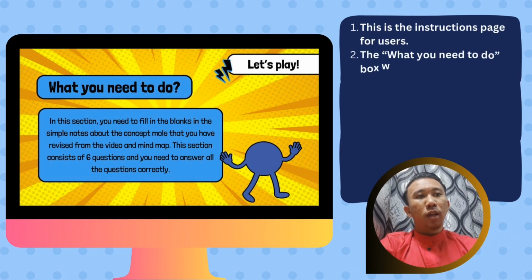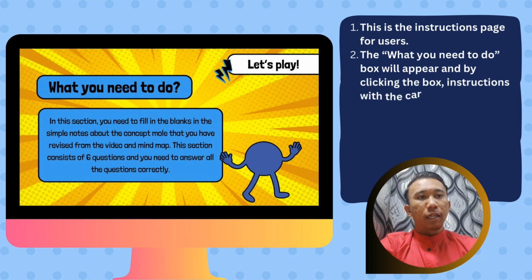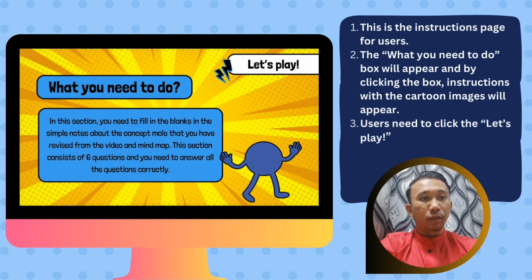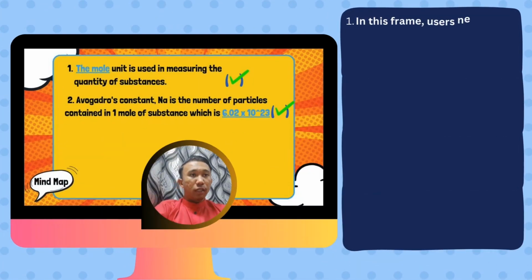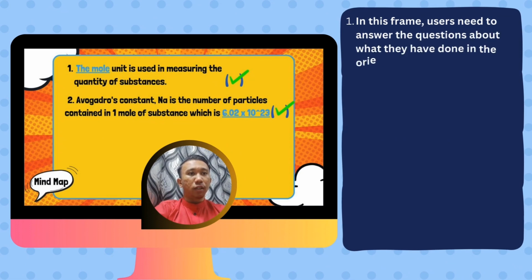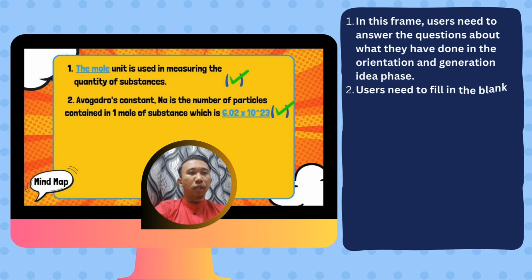And then, what you need to do: a box will appear, and by clicking the box, instruction with the cartoon image will appear. And then the user needs to click the Let's Play button to do the simple notes. In this frame, the user needs to answer the question about what they have done in the orientation and generation idea phase. And then the user needs to fill in the blank to measure their understanding.